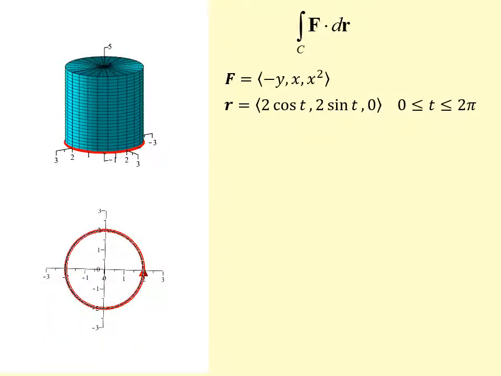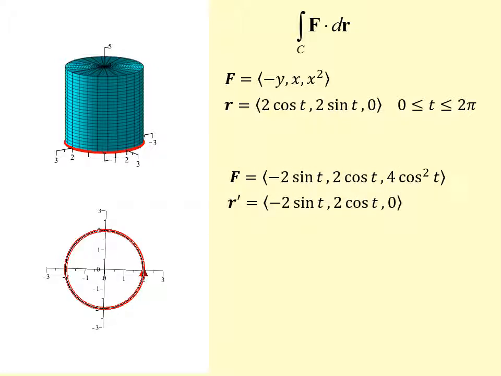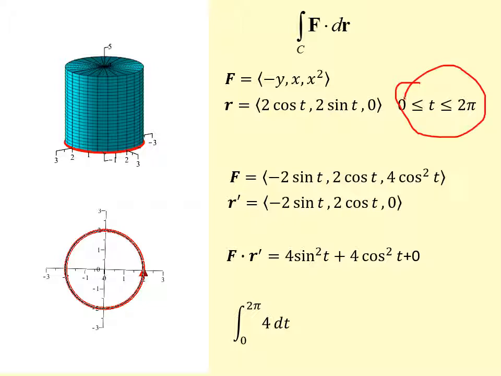Since we just did that recently, we know here is our parameterization. So we want to begin by taking our field and replacing the x's with 2 cosine t and the y's with 2 sine t. We need to find r prime. We need to do the dot product of those, maybe simplify some, and then integrate that over the region we've already described as 0 to 2 pi.